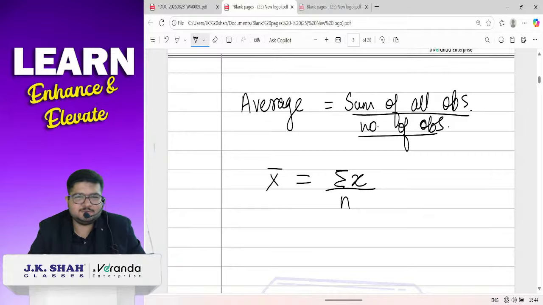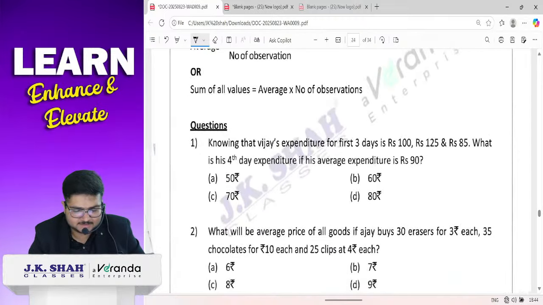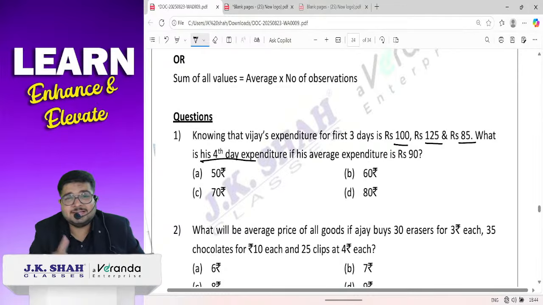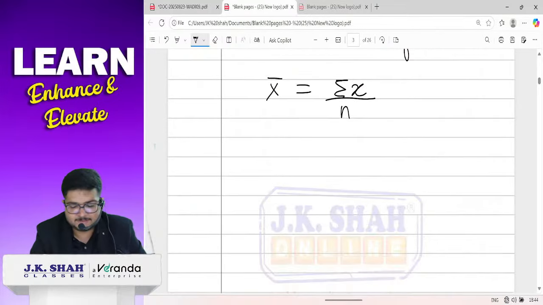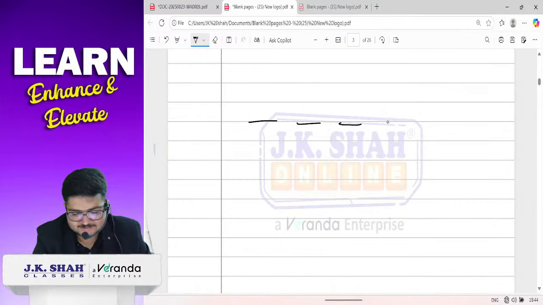But we are not going to use any formula, we are using our logic and we will be solving the sums. Let us do the first sum of arithmetic mean. Vijay's expenditure for the first 3 days is 100, 125 and 85. What is his 4th day's expense? That means Vijay is going to spend money for 4 days. First 3 expenses are given, the 4th we have to find out.